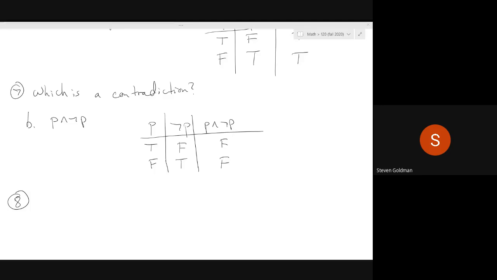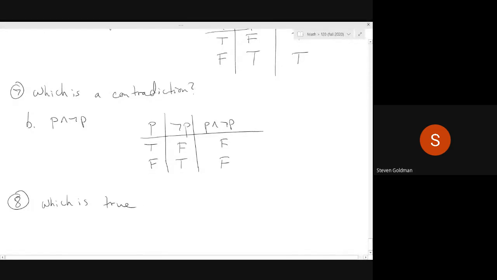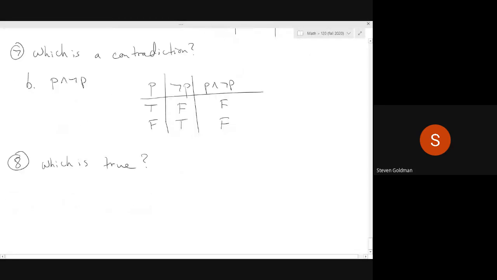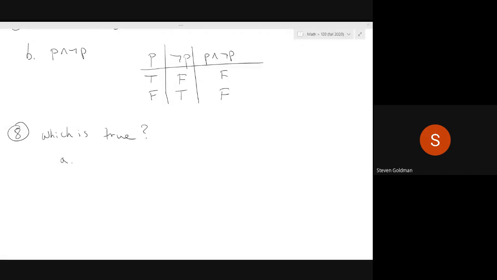Okay. Question 8. So 8, 9, and 10 dealt with quantifiers. 8 said, which of the following is true if the domain consists of all real numbers? I believe for all of these questions, the domain was the set of real numbers. So which is true? We were given 4 options. Let's go through them. A was the quantified statement: there exists a real number x such that x is greater than x plus 1.